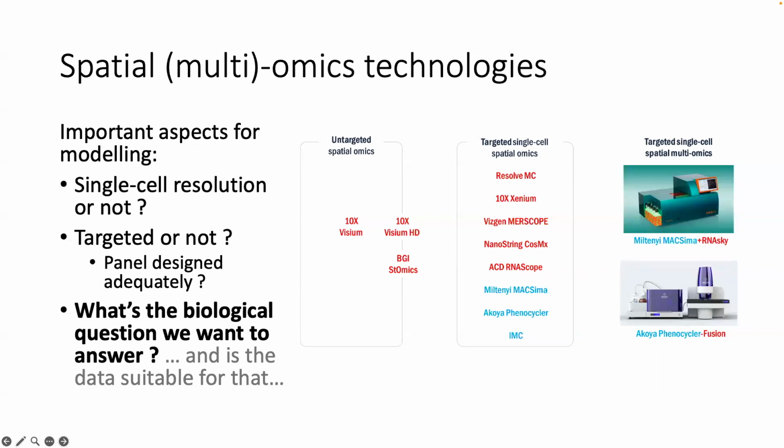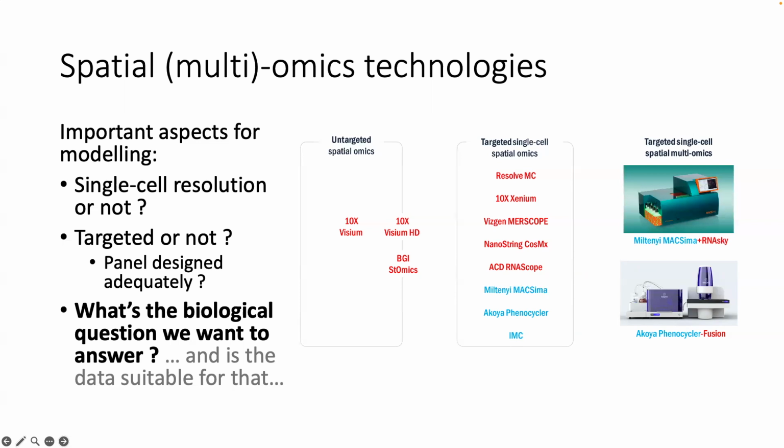There's also the second important aspect of these technologies, which is whether they are targeted or not. So in the targeted technologies, you have to design your own panel, which basically means you have to know very well the tissue that you're working on, right? Because you have to have all the right markers for identifying all the cell types that you want to study. And if we're specifically thinking about cell-cell communication modeling, you also have to put all the ligands and receptors in your panel if you want to study cell-cell communication.